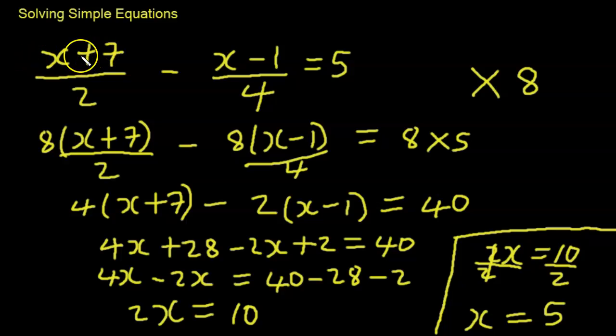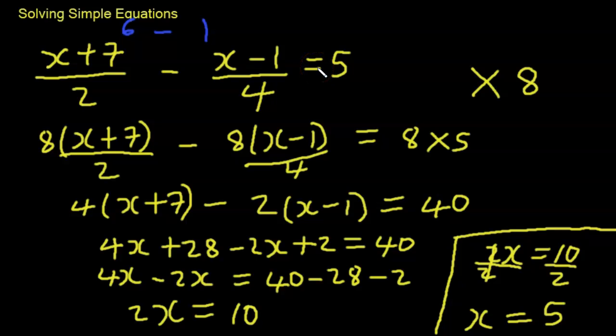What's 5 and 7? 12. 12 divided by 2, that's what? 6. Here we have x is 5, remember? 5 minus 1, that's 4. 4 divided by 4, that's 1. So everything on the left hand side works out to be 6 minus 1 when the x value is 5. So we are confident our solution is accurate because it makes the left hand side equal to 5, which is what the right hand side is.